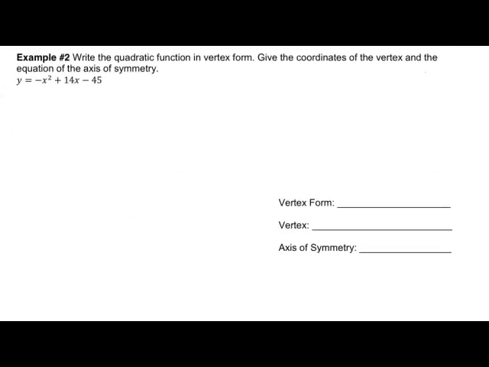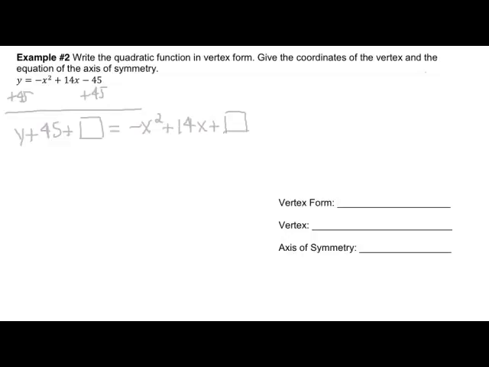Example 2, we're doing the same thing. We need to write it in vertex form and then give the vertex and the axis of symmetry. So again, we want to move the negative 45 so we can get that space or that square for our c value. So if we add 45 to both sides, we get y plus 45. And again, we're going to add our box in there, because that's what we're adding to both sides, equals negative x squared plus 14x plus our box.